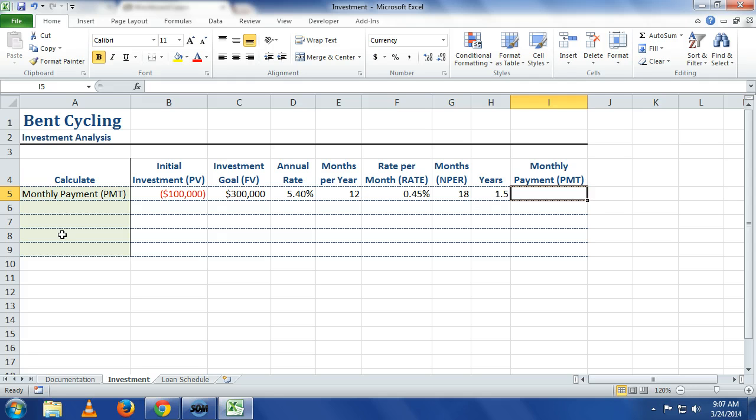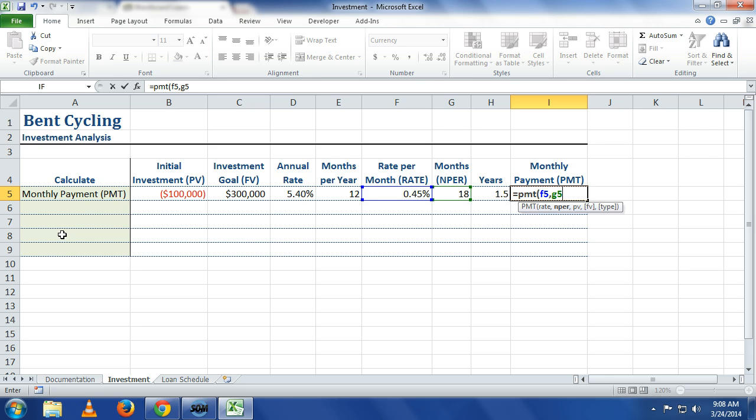Okay, so what we're going to use here is the payment function. And the payment function will allow us to determine how much I need to put in this account every month for the next 18 months, when I'm starting with 100,000 to end up with 300,000, if the account is paying 5.4%. So the first thing I enter is the rate, and this would be the rate over the compounding period, so it would be F5, the 5.4 divided by 12. The number of periods is the number of periods that I'm investing money in, which is G5.